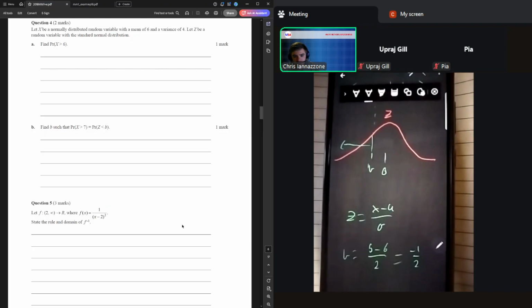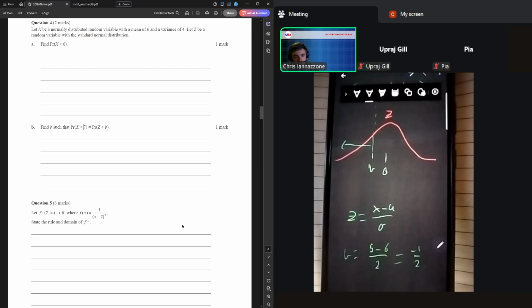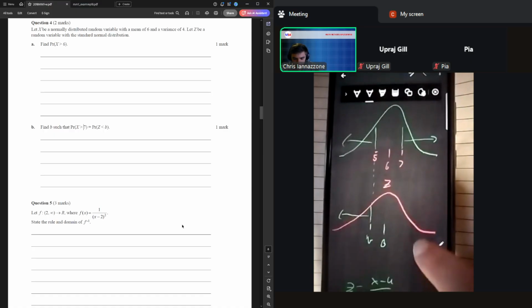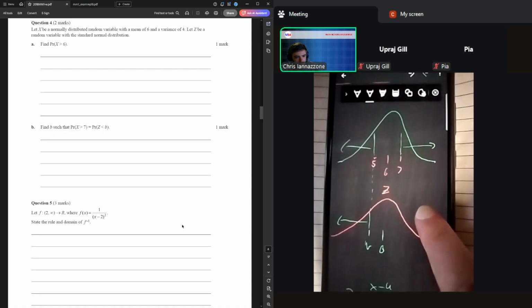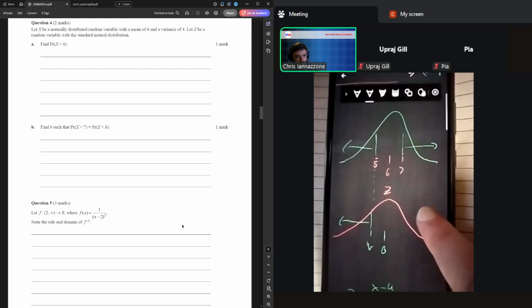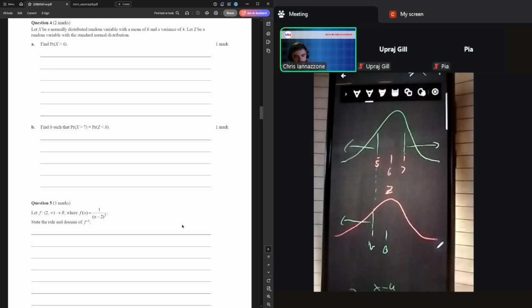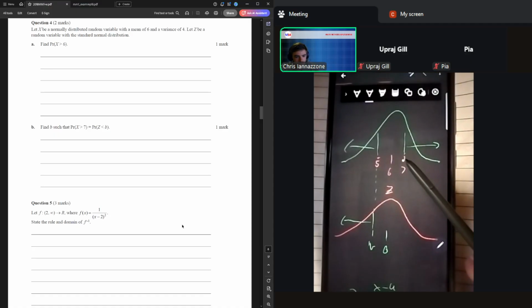That's a very mathematically sound way of doing it. You do your symmetries, you chuck it into the z formula, and you get your result. The other way is basically the same math, but more conceptual rather than formally written on here. It is a 1 mark question, so they only care about the answer, so you can use these little hacks to help, which is to say, okay, area right of 7 is the same as area left of b.